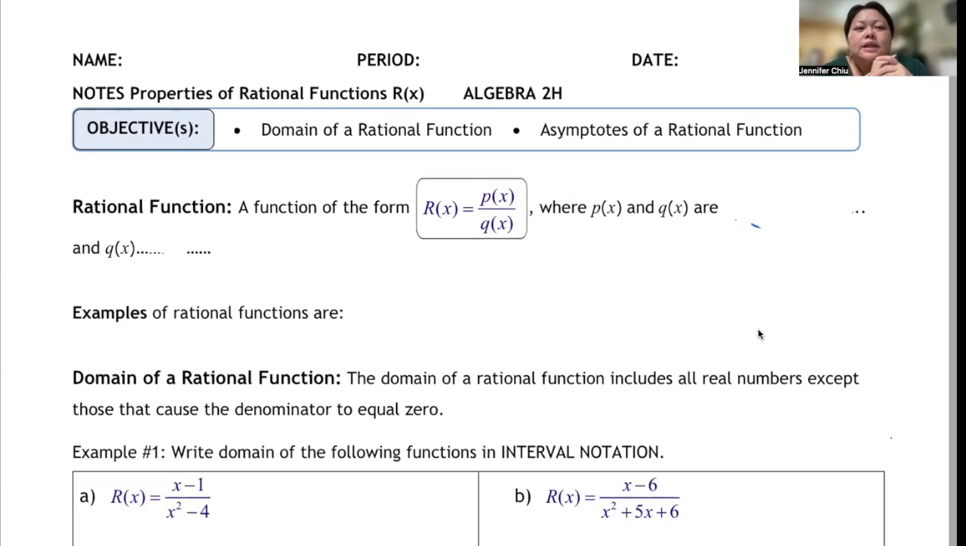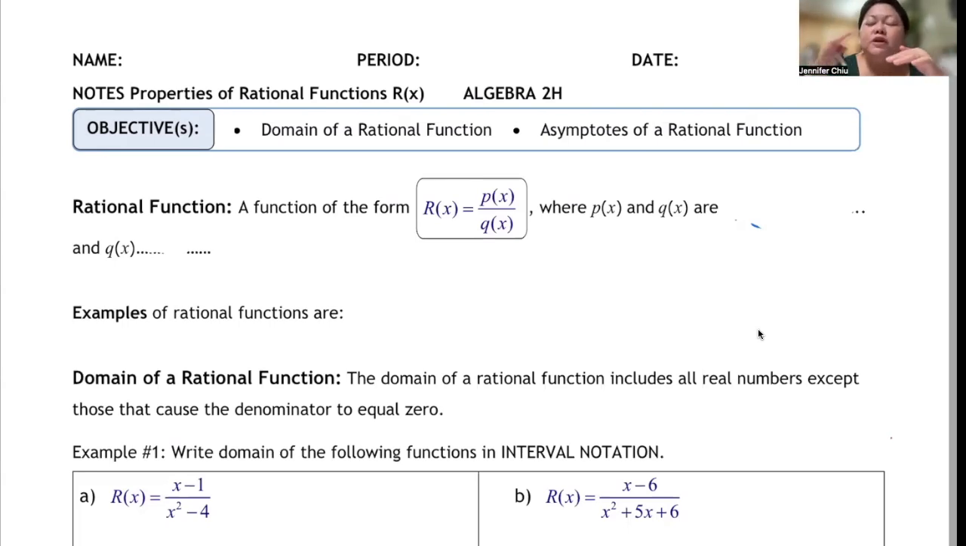Okay, guys, this is a lesson on the properties of rational functions. So this is kind of taking a different gear of what we've been doing. We've been dealing with polynomial functions, and now we're dealing with something called a rational function. A rational function is just a very fancy way of saying fractions. So our equations now are fractions, where the top is p of x and the bottom is q of x.